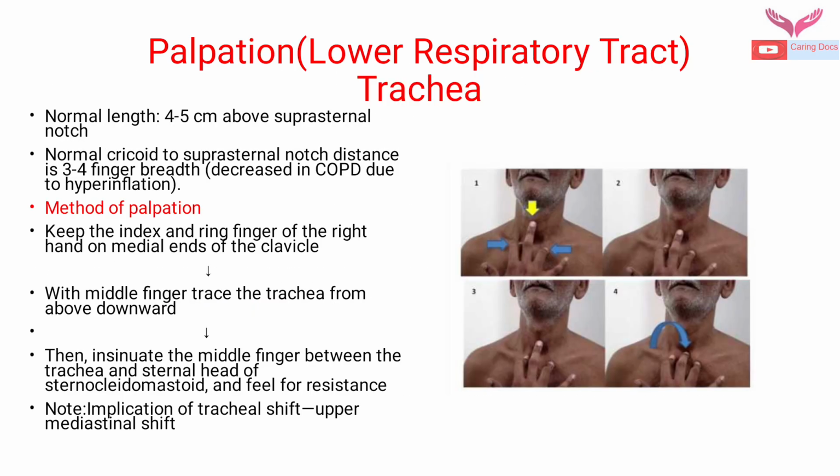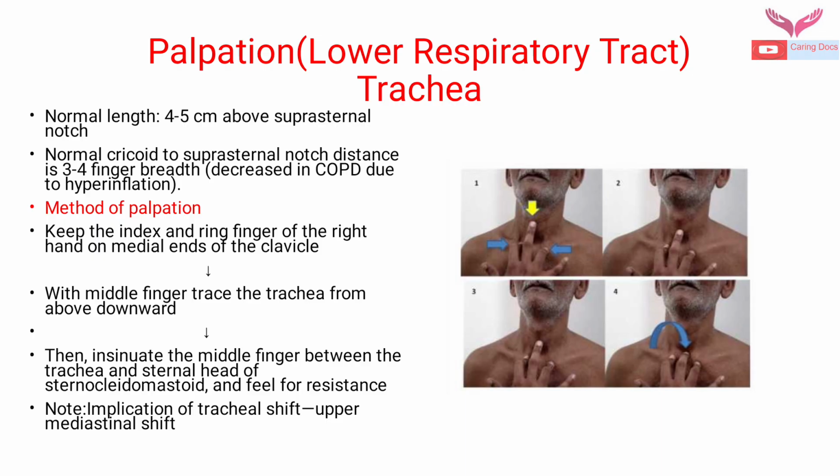Coming to the palpation of the lower respiratory tract, how do we examine the trachea? The normal length of the trachea is 4 to 5 centimeters above the suprasternal notch. Normally, the cricoid to suprasternal notch distance is 3 to 4 ring finger breadths, and it is decreased in COPD due to hyperinflation.